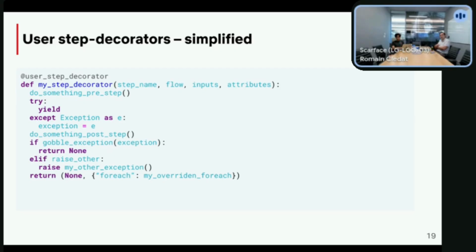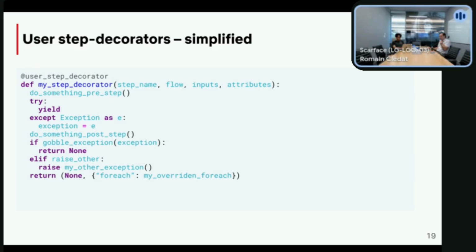This syntax does not support passing args to the decorator, but it supports kwargs, which is usually enough. And the way it's structured is kind of the way you would expect it. You can do something first, then you yield, and you can actually yield something. I'll show an example of that.